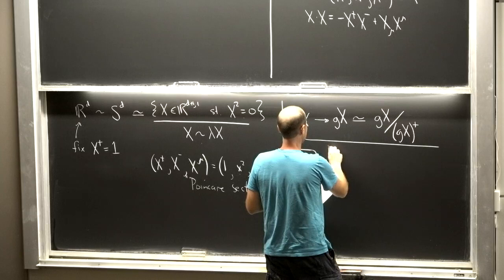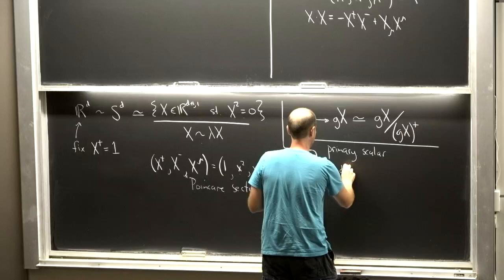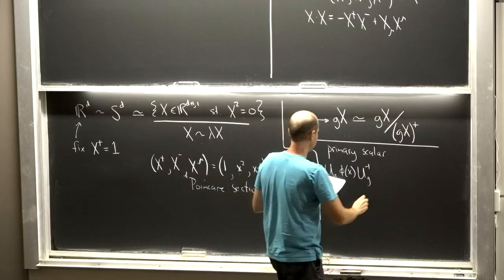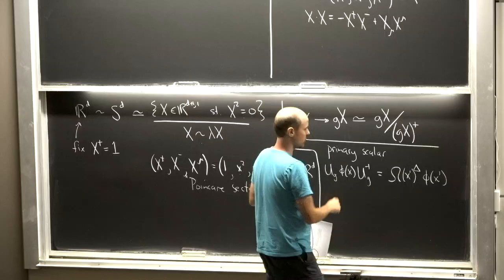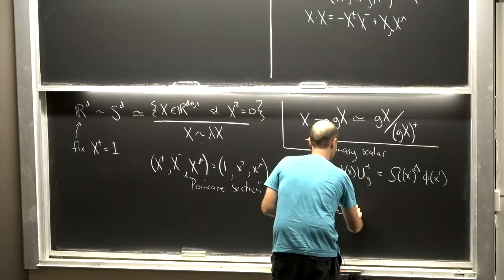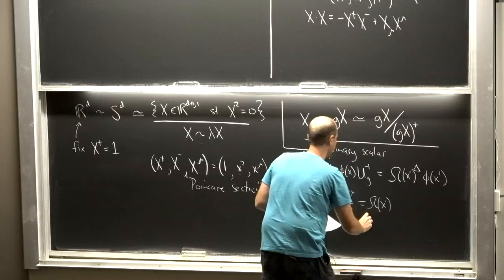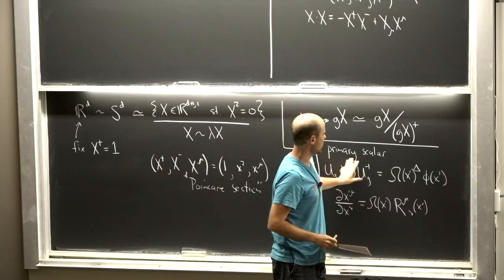So if you have a primary operator in a CFT, and let's take a primary scalar for simplicity, then under a conformal transformation, it has the following transformation rule. If I hit it with a conformal transformation, I get omega of x prime to the delta phi of x prime, where x prime is the image of x under the conformal transformation, and omega is the rescaling factor. So if I take a derivative, dx prime mu over dx nu, for a conformal transformation, this is equal to a rescaling factor omega times a local rotation R. Okay, and this is the transformation rule for a primary scalar in a CFT.